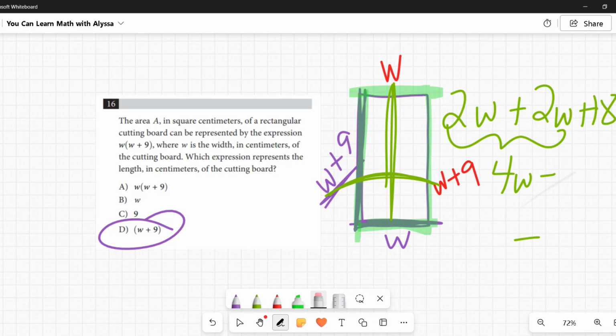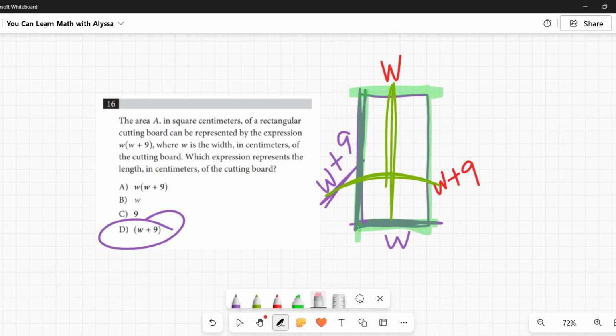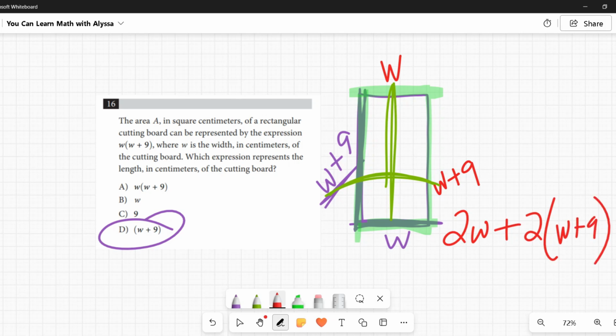They also can leave these in undistributed form. They sometimes do that. They might say 2W plus 2 times W plus 9. This is why it's good to know your area and your perimeter, and also know like terms and the distributive property, because you never know how they're going to present an answer and what variation they're going to do.